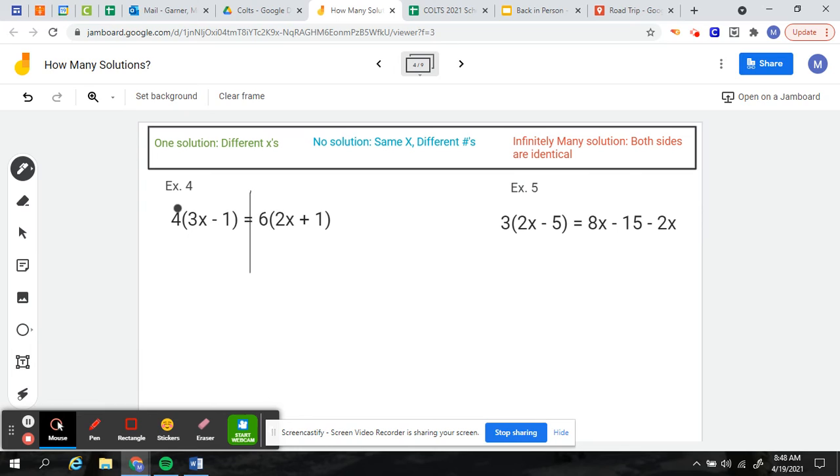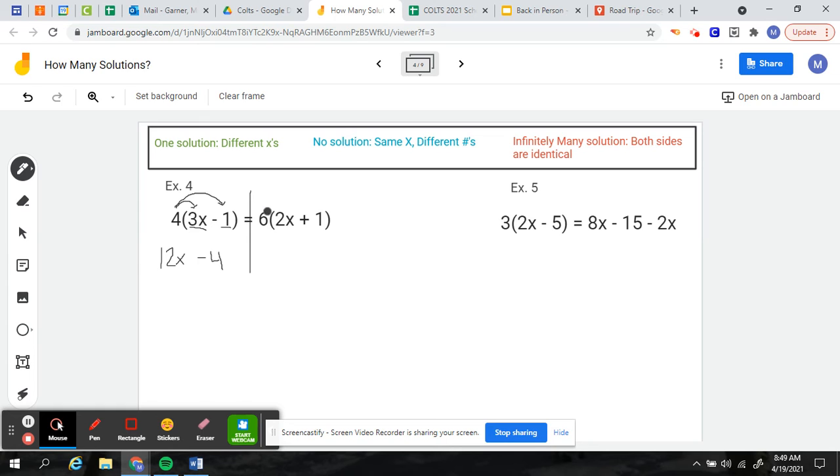So with example 4, I see parentheses. That means I need to do the distributive property. So I'm going to take the number in front and multiply it by both terms in the parentheses. So 4 times 3x is 12x. 4 times -1 is -4. All right, so notice that my left-hand side is now simplified. I've got an x and I've got a number. All right, let's do the same thing on the right-hand side.